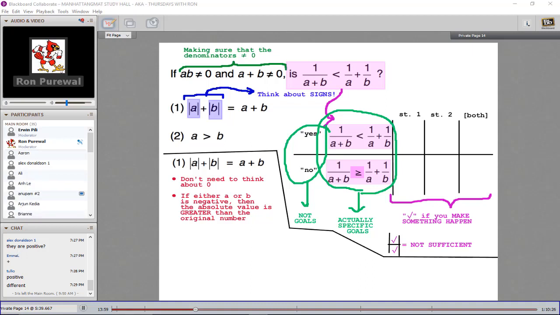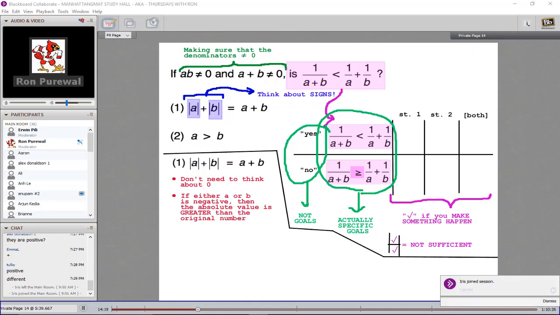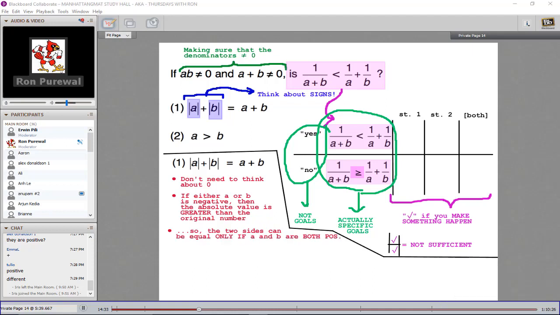So what this means, and there's no way to make up for that. Like if A is negative, then this is less than this. And you can't make this greater than that to make up for it. So the only way that you can get them to be equal is if both of them are positive. It is impossible for the right-hand side to be bigger. So the two sides can be equal only if A and B are both positive. So that's what we know. We know they're both positive. So statement 1 is just a really stupid way of telling us that both of them are positive.